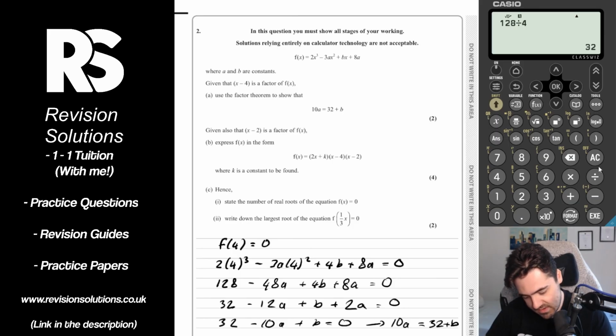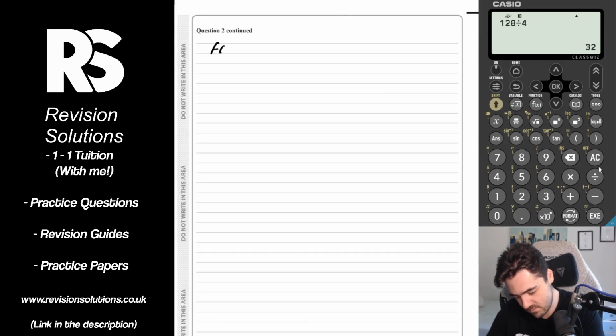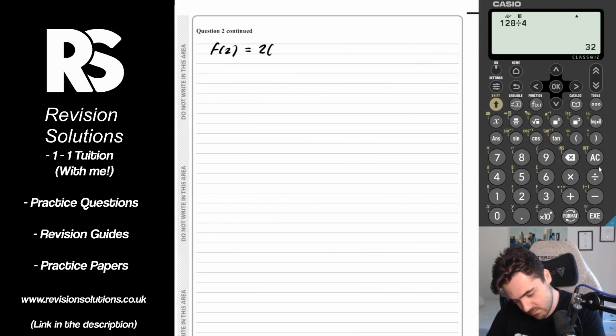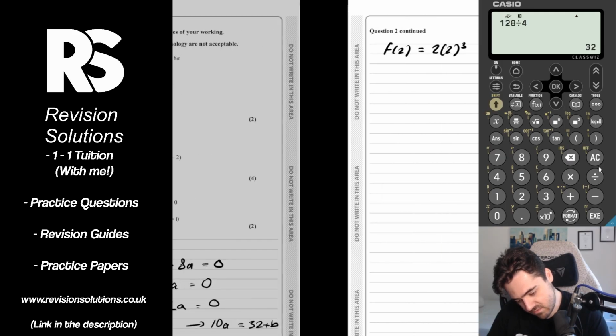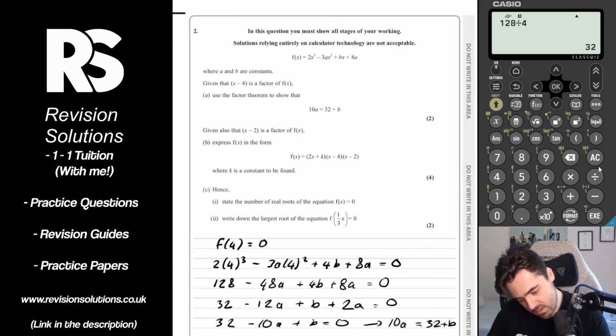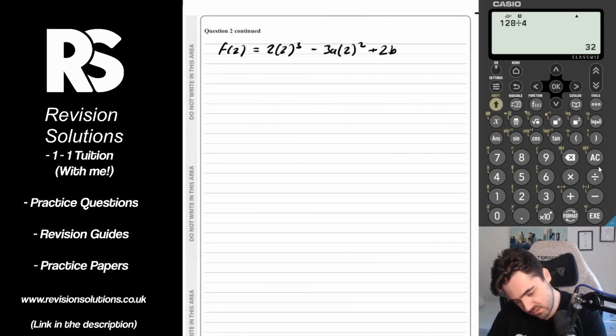Cool. Moving on then, it now says that x minus 2 is a factor of f of x. And then can we express it in this form here, where we need to find this constant k? Well, first off, we've got some more information. Similar to the last bit, we know x minus 2 is a factor, so let's apply that first. So that means f of 2 must be equal to 0 now. So that would be 2 lots of 2 cubed, then minus 3a times 2 squared, plus 2b, and the last bit is plus 8a.